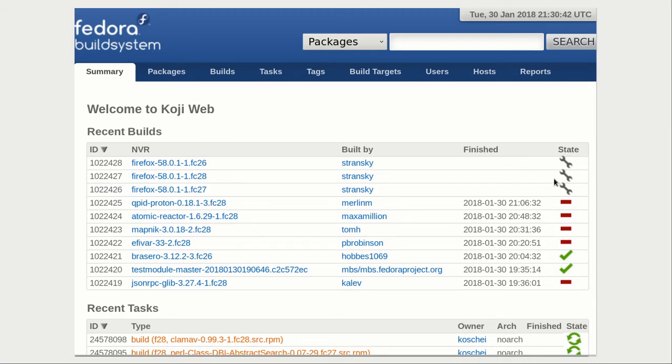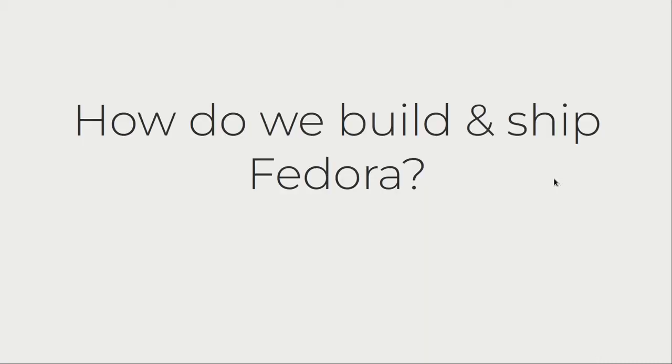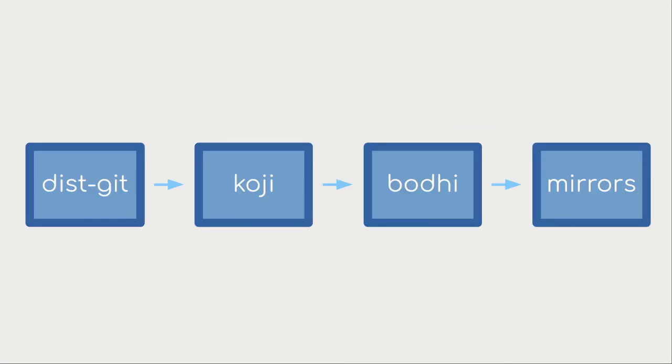Many years later, in 2022, we still use Koji as the core infrastructure to build Fedora and a lot more. At a very high level, the way that developers build and ship Fedora looks something like this: dist-git, Koji, Bodhi, and the mirrors. So many Fedora developers all around the world push code into the centralized Git repos called dist-git, for distribution Git. They build that code inside Koji.